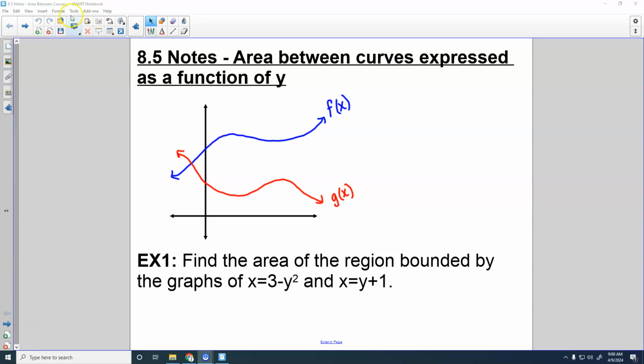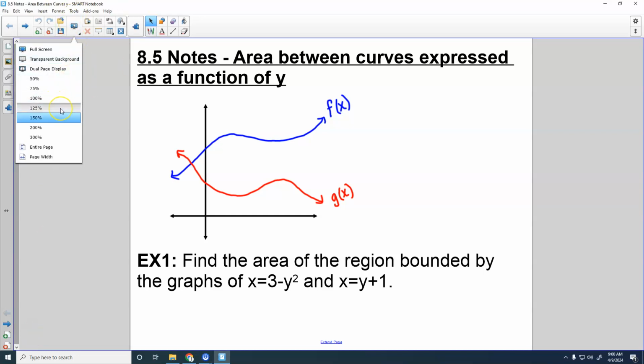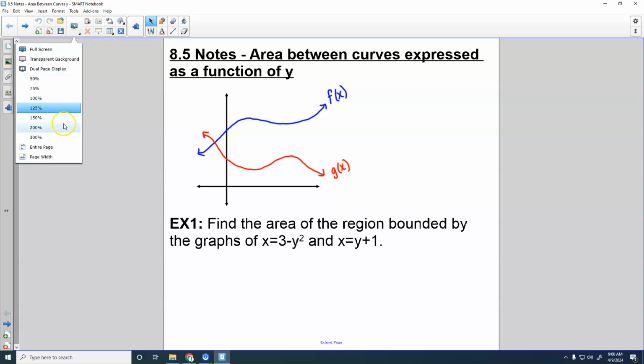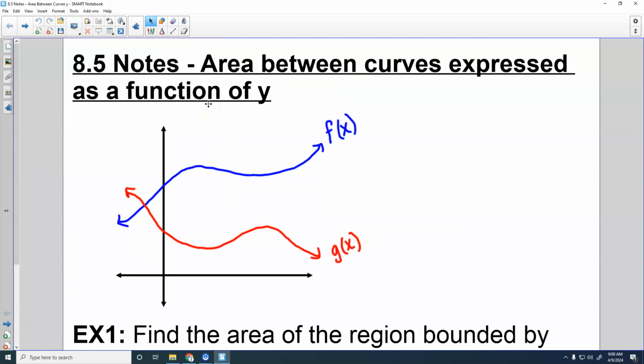Alrighty, so today we're going to look at two different things. We are going to first look at area between curves expressed as a function of y, and then we are going to look at area between curves when we have more than two intersections. That'll be 8-6 that we'll do after we do these problems.